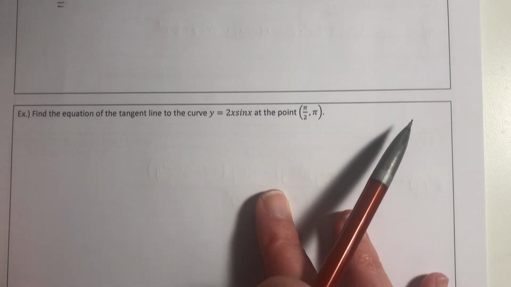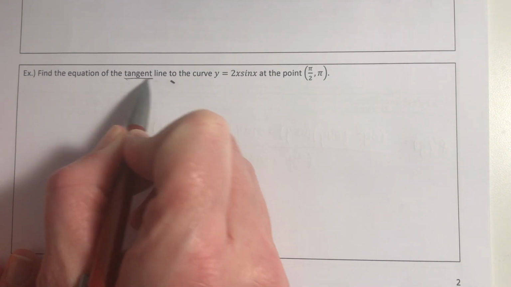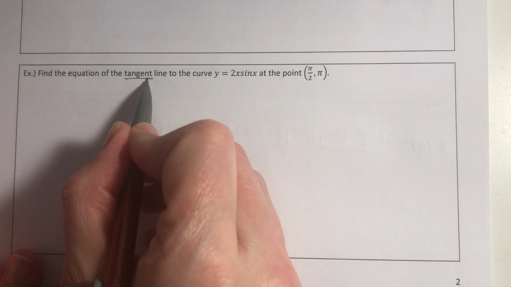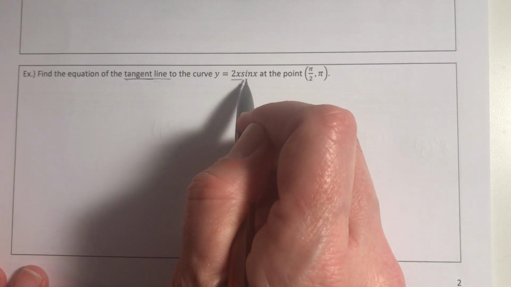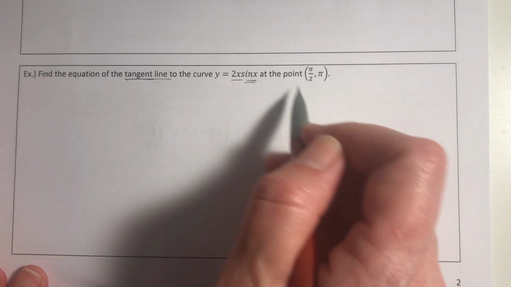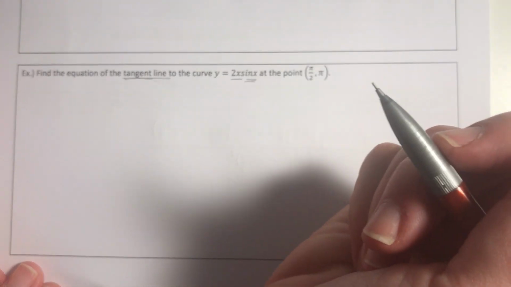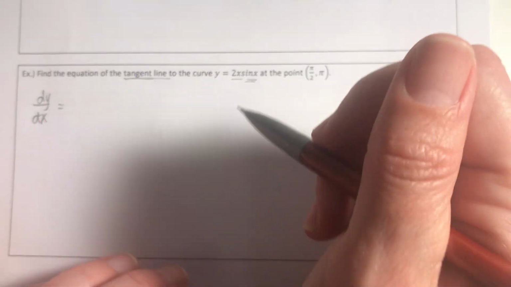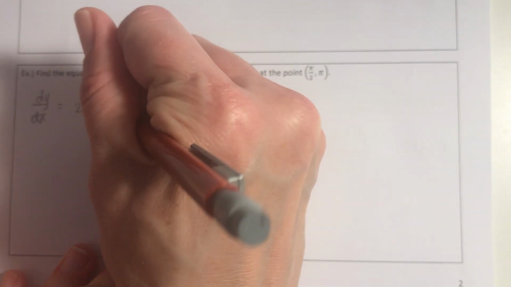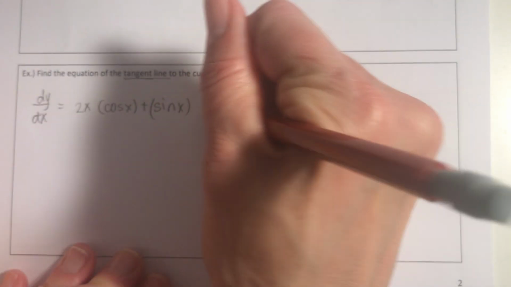Okay, the next one that we have down here is finding the equation of a tangent line to the curve y equals 2x sine x. So again, product rule at this given point here. So in order to find the slope of the tangent line, I need to take the derivative of this. So dy/dx, or y prime. And again, we're using the product rule, so it's the first, which is 2x, times the derivative of sine, which is cosine of x, plus the second, which is sine of x, times the derivative of the first, which is 2.